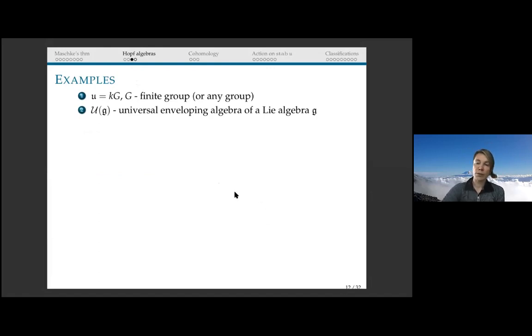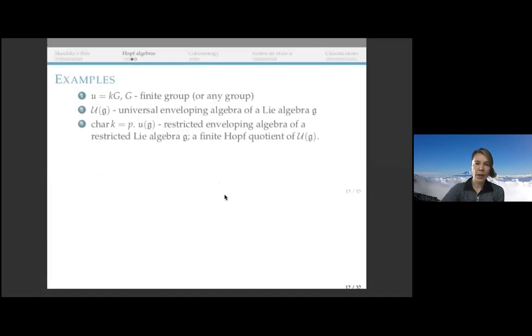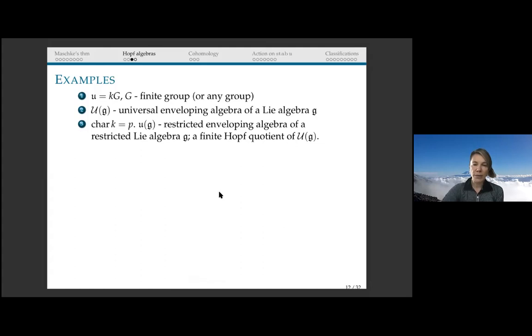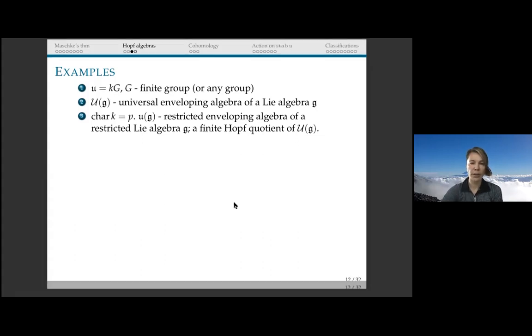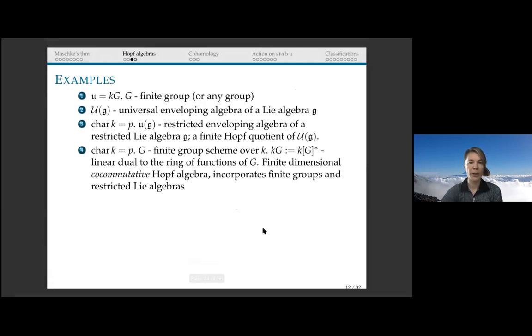The universal enveloping algebra of a Lie algebra is a Hopf algebra. In positive characteristic, the universal enveloping algebra has a finite dimensional sort of companion called the restricted enveloping algebra. It's a finite Hopf quotient of the universal enveloping algebra. So this is the one that we'll be interested in particular.